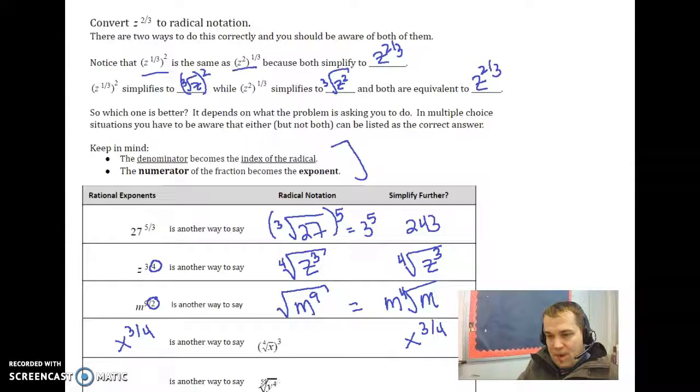This example looks an awful lot like that example, except this time I put the power on the inside, but the point is it doesn't matter. The index of the radical is definitely your denominator, and the power on the exponent is definitely the numerator. So we'll have y to the 4/5 power for this.